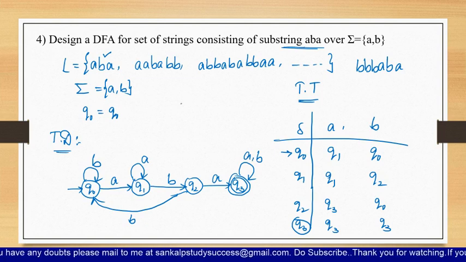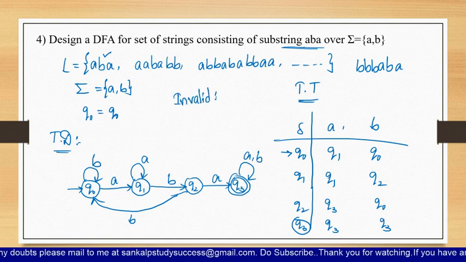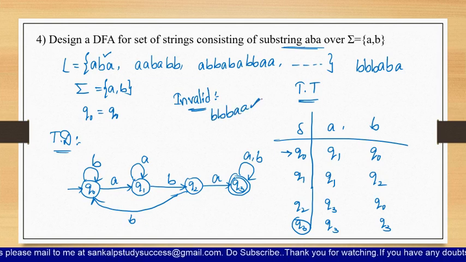For example, what is an invalid string? Triple B double A. It is an invalid string because there is no ABA in the given string. So we have to check whether the valid string is accepted by the DFA or not, and also whether an invalid string is rejected by the DFA or not.